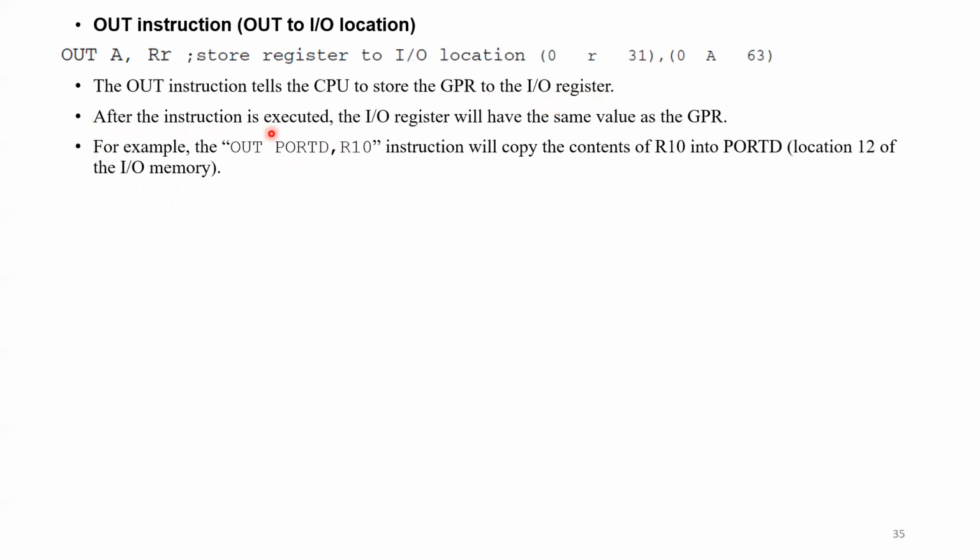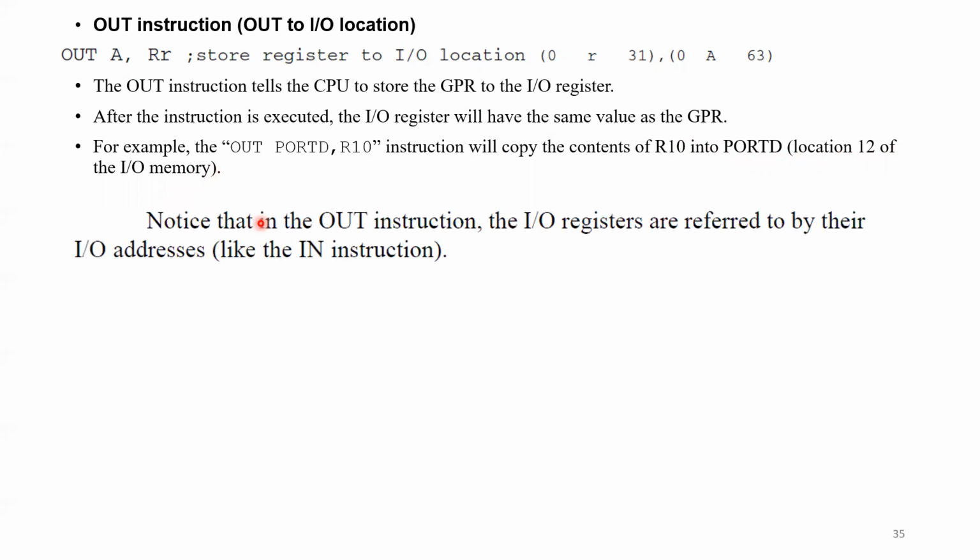Also, after the instruction is executed, the register will have the same value. It's not going to be changed in the registers. It will be the same, but it just will be copied to the output port. For example, OUT PORTD, R10. This means the instruction will copy the contents of R10 into port D, which is located at 12 of the input-output memory. So let's see more details for this instruction.